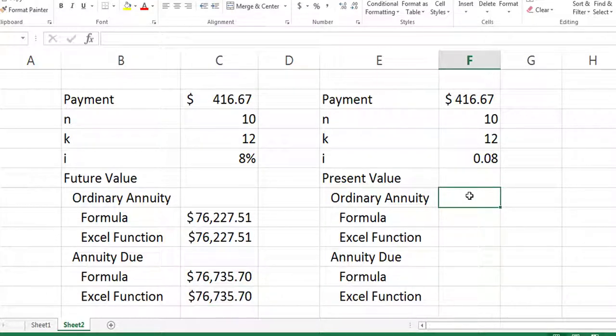Now in this next example, it's a little bit different. The best way to think about this is, instead of you paying $416 a month, someone is paying you $416 a month, and you're trying to find out what is the lump sum equivalent to that $416 a month payment that you would have coming into your pocket. So we're going to discount this ordinary annuity.